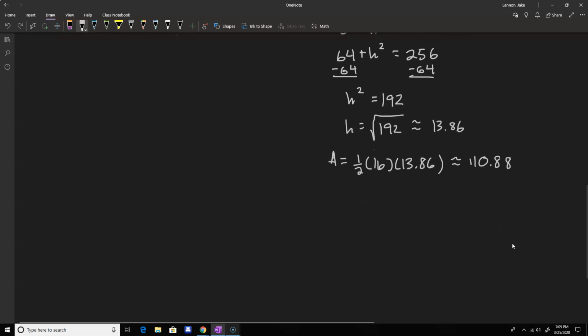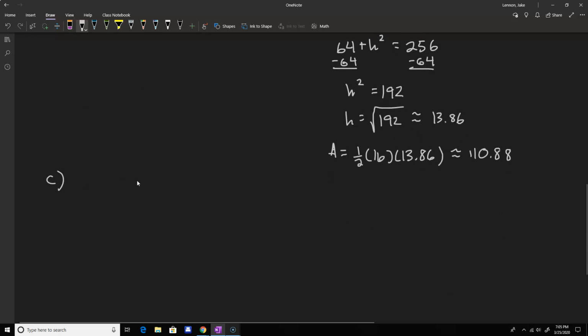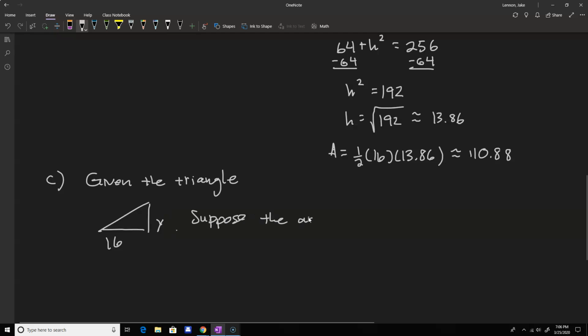And then for c, let's look at one more where maybe we have things given to us in a different order. So let's say, given the triangle, that looks like this. Suppose the area is 64 inches squared. What is the value of y?